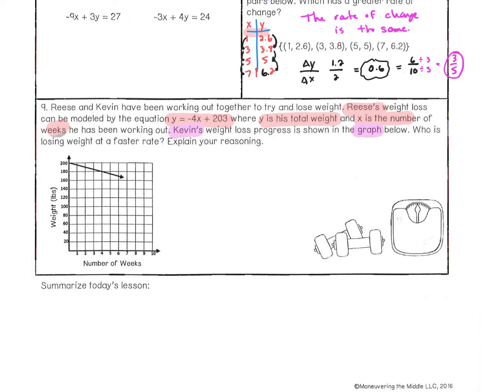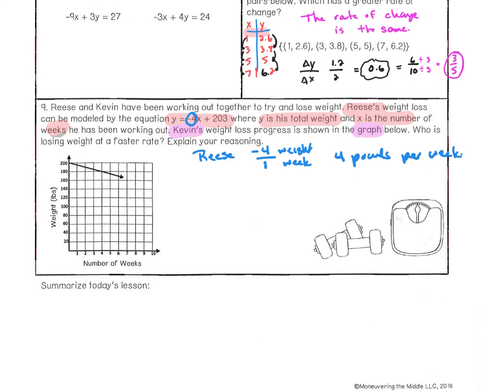Okay, so let's start with the equation. And once again, they're giving us slope-intercept form. So this is the weight loss right there for Reese. And I see a -4, and they tell me that that's the weight. And remember, this is like a unit rate for 1 per 1 week. So Reese's weight loss is 4 pounds per week. So every week, that's his rate.